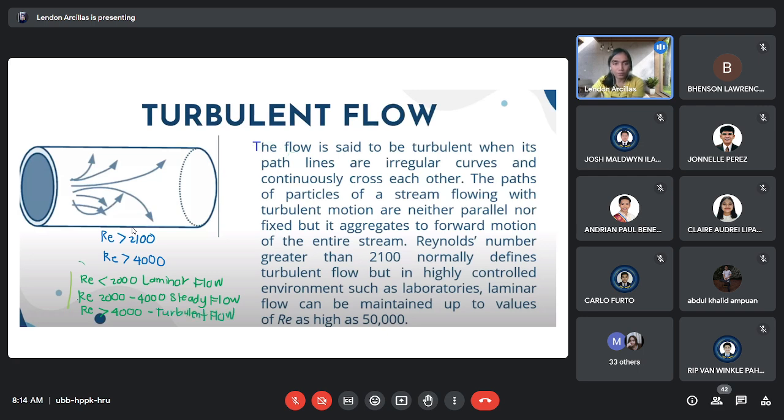So I am introducing first the laminar and the turbulent flow. If it is less than 2,000, we could consider it as laminar flow. If it is greater than 2,000, we could consider it as turbulent flow. Dalawa lang. So at least, familiar lang kayo dito sa mga value ng Reynolds number since magkakaiba naman yung standards ng measurement ng Reynolds number.